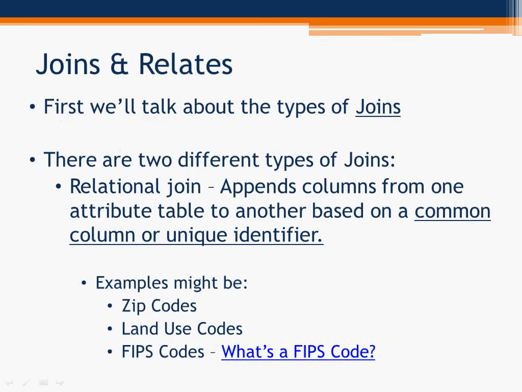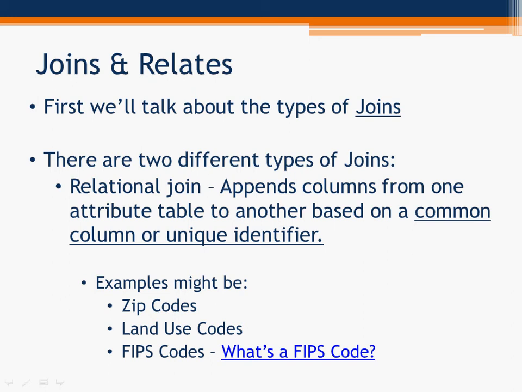So first we're going to talk about joins, and there's two different kinds of joins. One is going to be a relational join, and one is going to be a spatial join. That spatial join we'll talk about here in just a minute, but we'll talk about the relational join first, because when we're talking about relational joins, we're talking about joining information from disparate tables, versus a spatial join, which will join information from one layer to another.